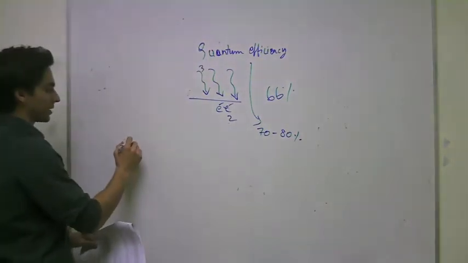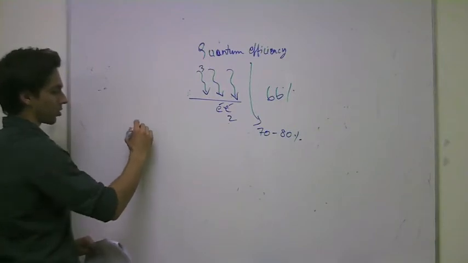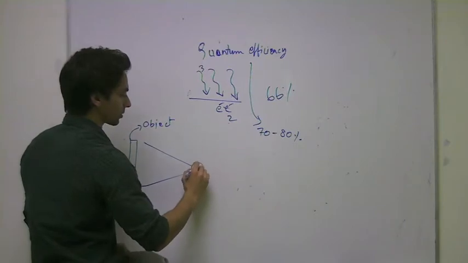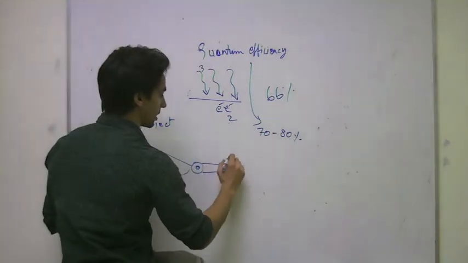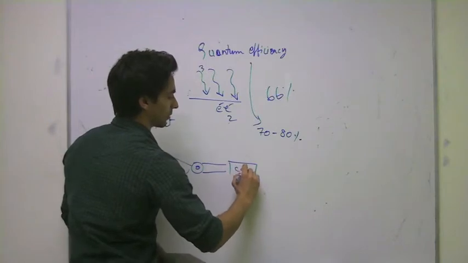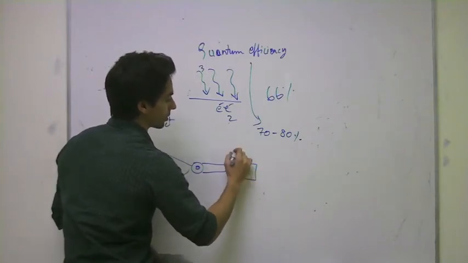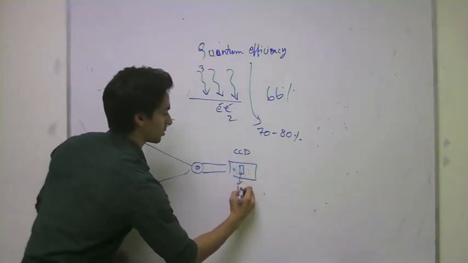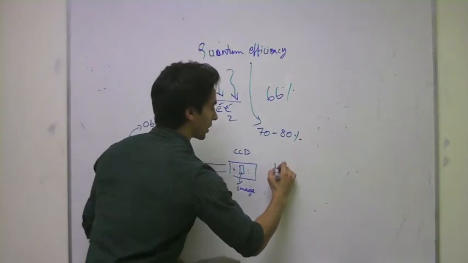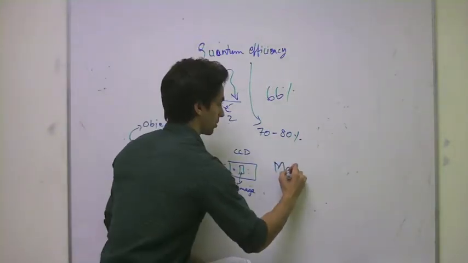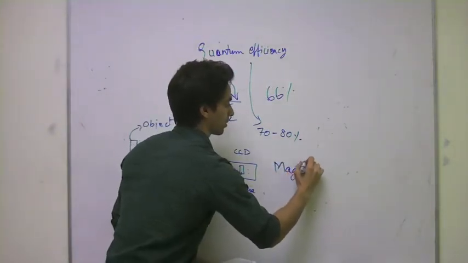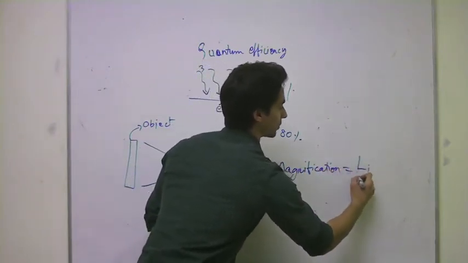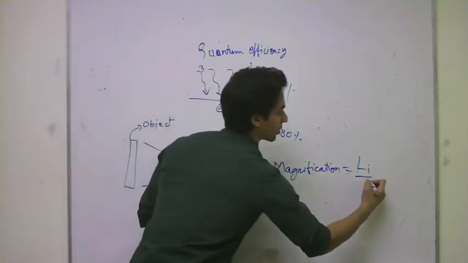Magnification. So let's say there was an object here, okay, and it was captured by the shutter of a camera, and the image was produced on a CCD, okay. So the image over here, this is the image. So the magnification is defined as the length of the image divided by the length of the object.